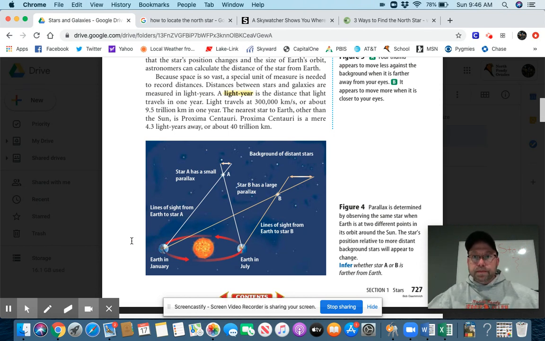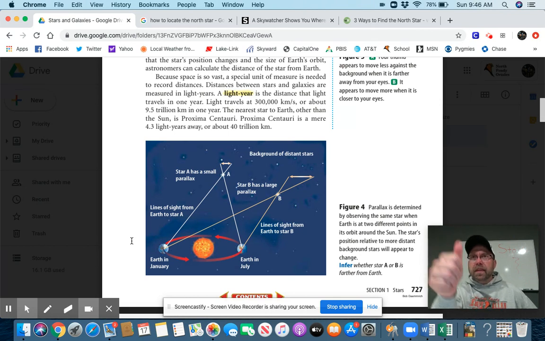All right, let's try this. Find something that's across the room. Close one eye, hold your thumb up to it. Then open that eye and close the other one. You can see that your thumb appears to move a certain distance.